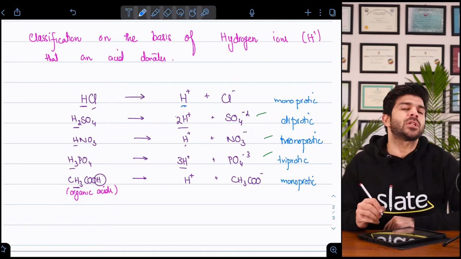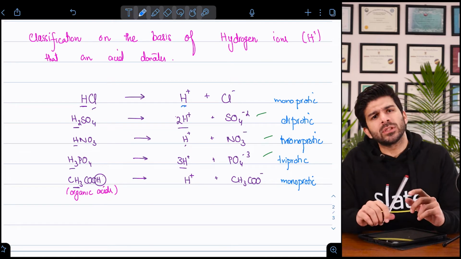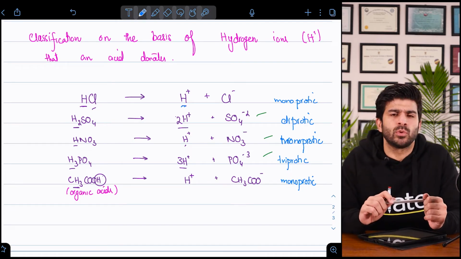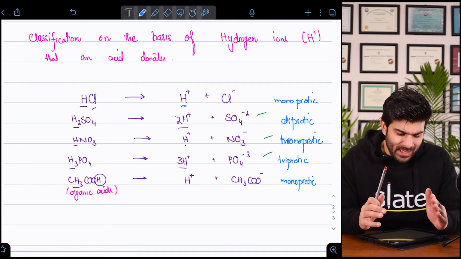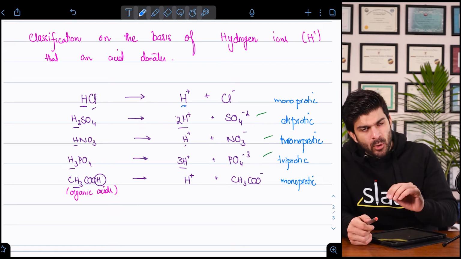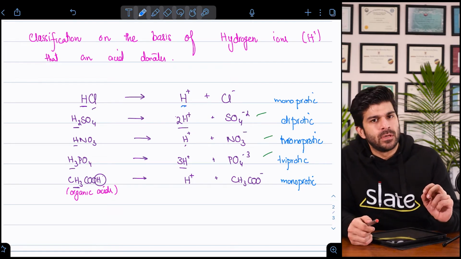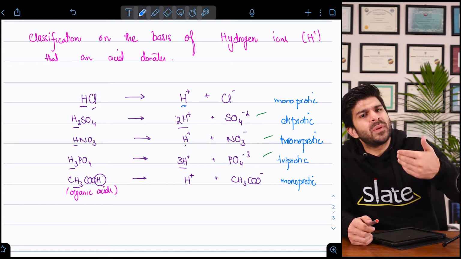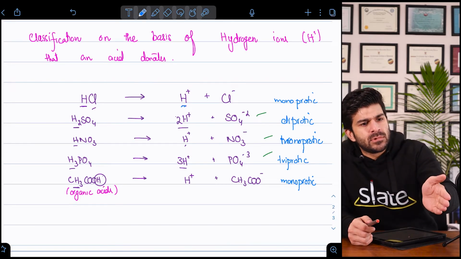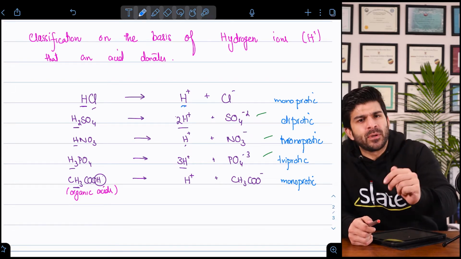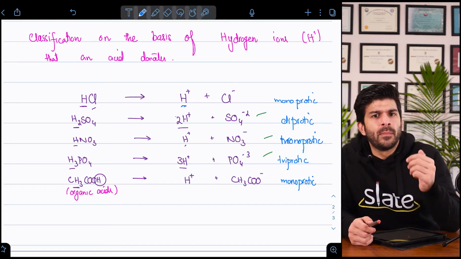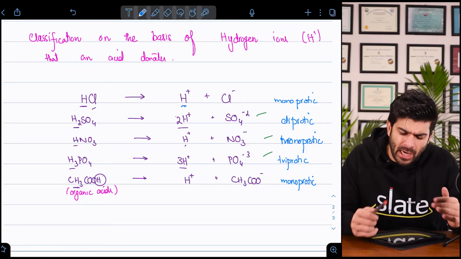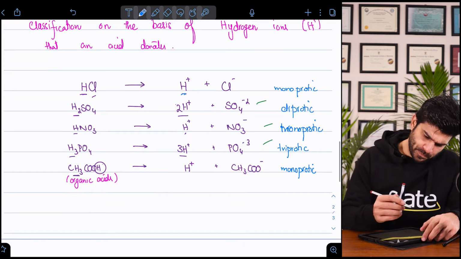Now, one good thing about this classification, they're not going to ask you to classify acids. Normally, the terms monoprotic, diprotic are mentioned in the exam, and they mostly explain to you that this particular acid is a monoprotic acid because it gives out 1 hydrogen ion. But it's better to be acquainted with these terms. That is why we've studied this.